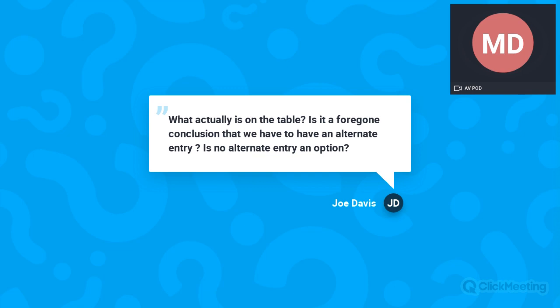So, no alternate entry is an option? Yes, it's always an option to do nothing. In every project, all your alternatives include a do nothing option.